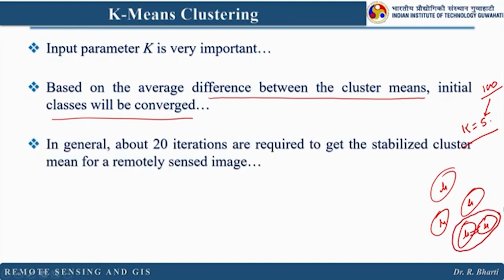In general, about 20 iterations are required to get the stabilized cluster mean for a remotely sensed image. This is not a standard, so you can try it. It may converge after 10 iterations, or it may take 30, 40, 50. So this is not fixed, but in general 20 iterations is good to get the stabilized cluster mean for a remotely sensed image, right.